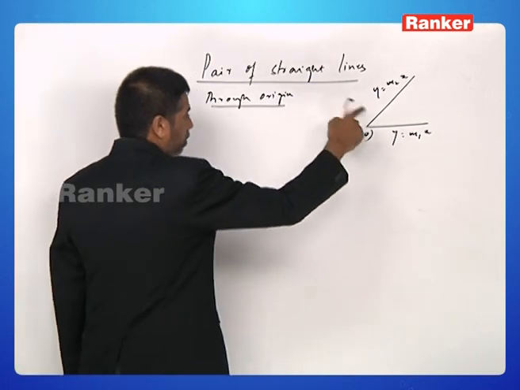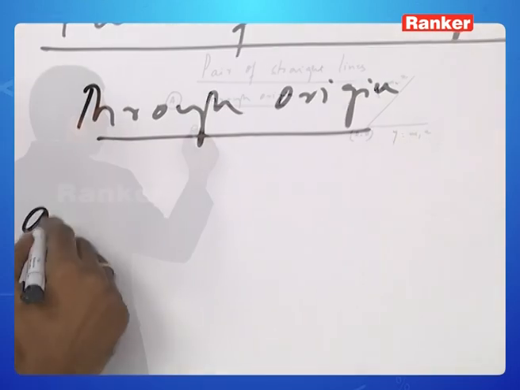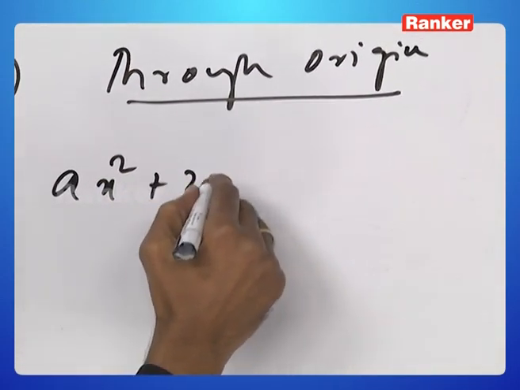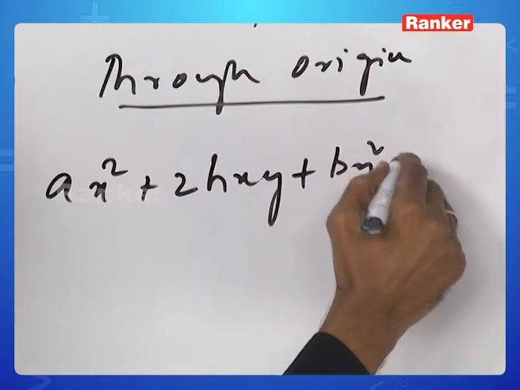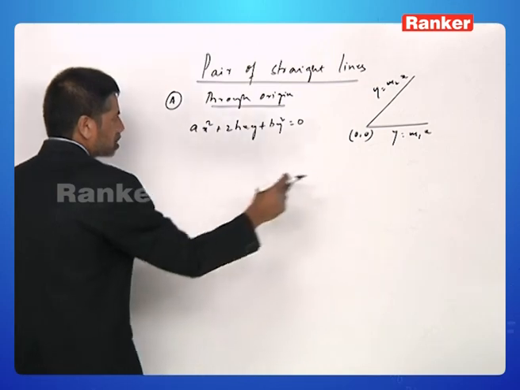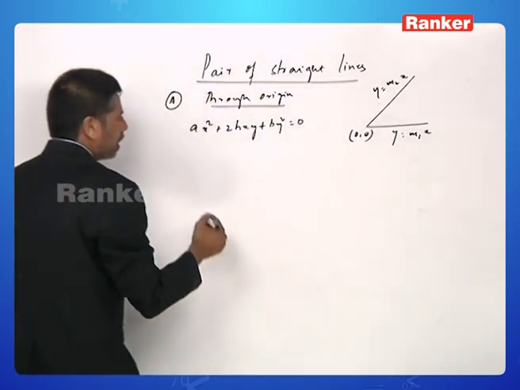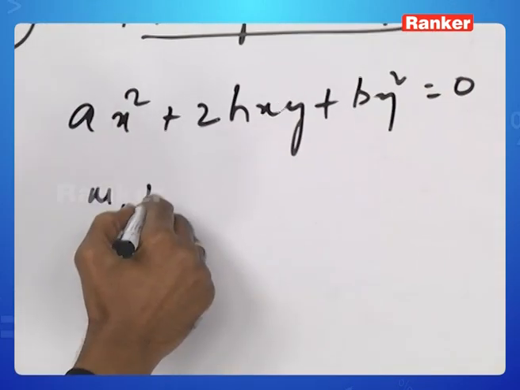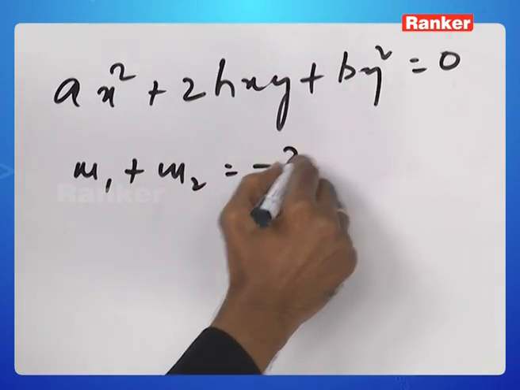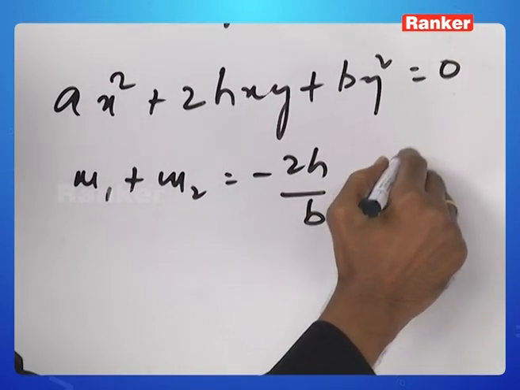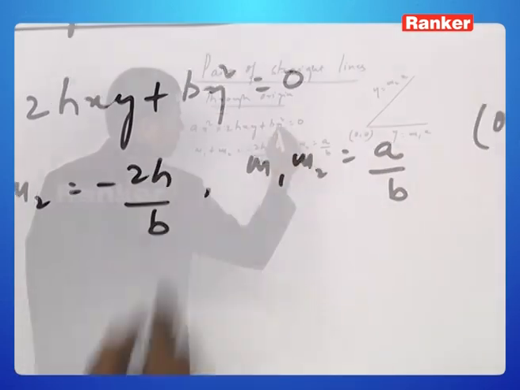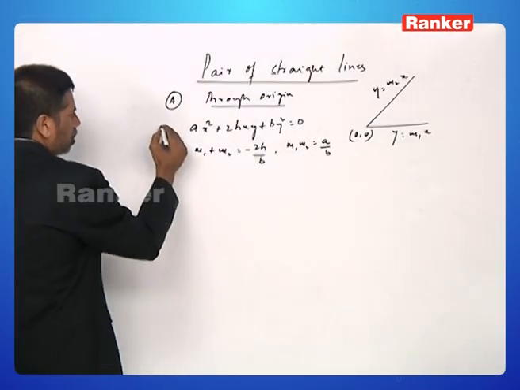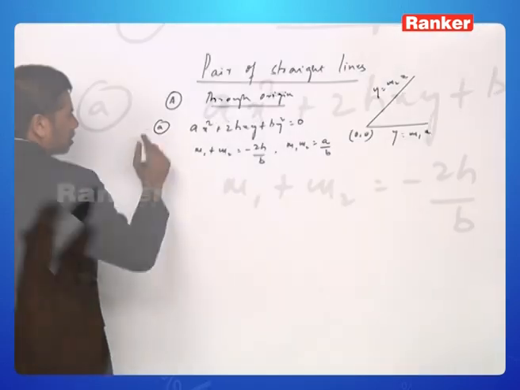Then you can write a combined equation of the pair and get a form ax squared plus 2hxy plus by squared is equal to 0, which consists of these two lines. And then you will have sum of slopes is equal to minus 2h by b and product of slopes is equal to a by b. So this is, let us say, the basic aspect.